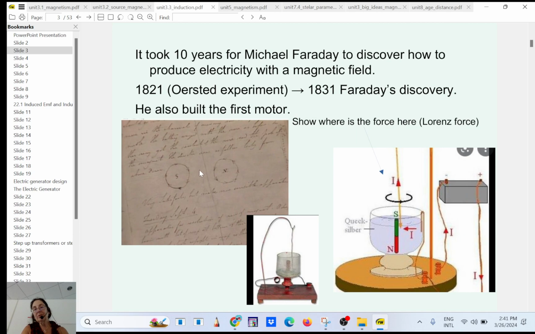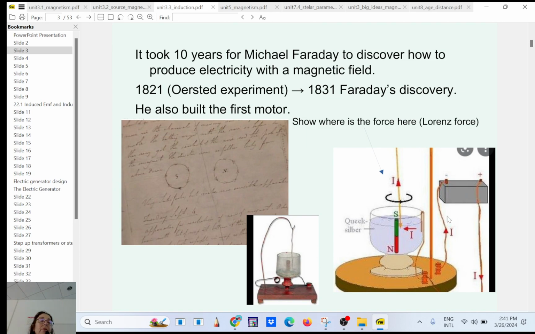So what you see here, that's his notebook, and you can see the right hand rule, right? You see the loop here? It's going counterclockwise. The thumb is towards you, so that will be the north. If it's going around in the opposite direction, you're going to see the south. Okay, and let's talk about that because that's going to be also on test number 3. I just added it. So he built the first motor.